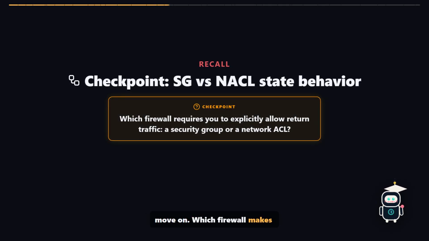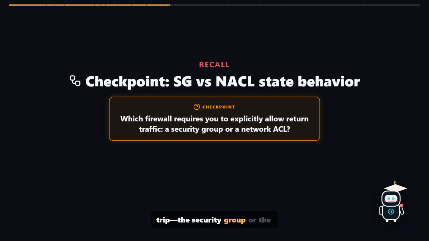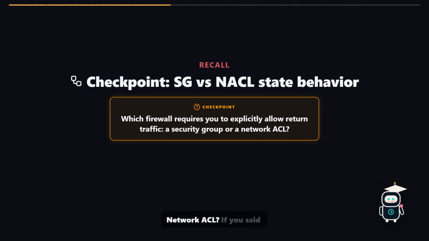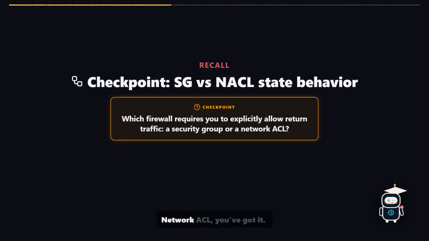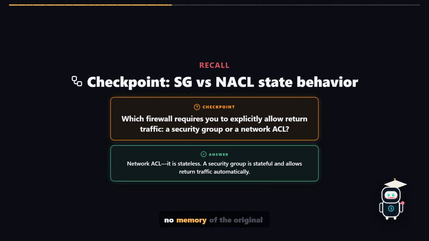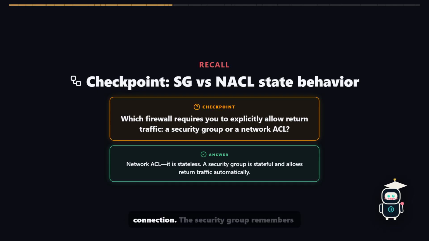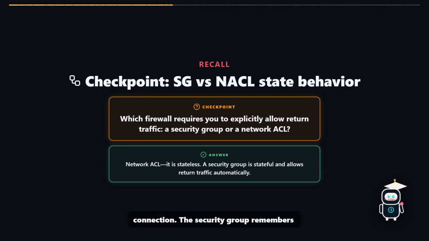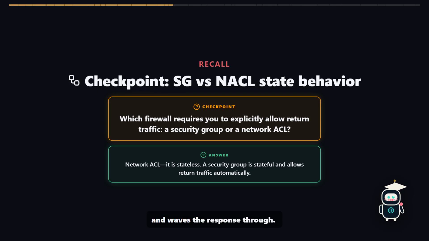Which firewall makes you explicitly authorize the return trip? The security group or the network ACL? If you said network ACL, you've got it. It's stateless, so it has no memory of the original connection. The security group remembers and waves the response through.